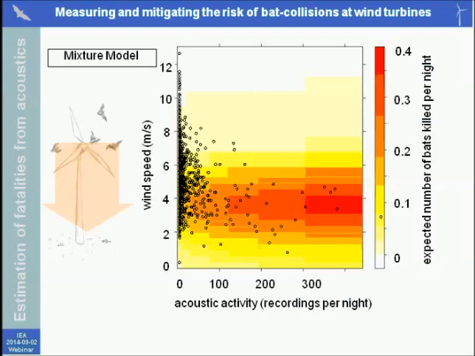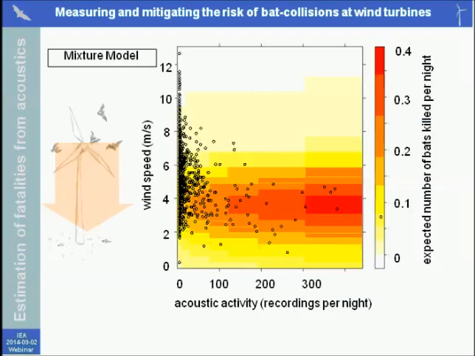We gathered data mainly by two methods: by fatality searches, just looking for dead bats below the turbine, and by acoustic monitoring of bat activity. Bats use ultrasound to orientate, and you can use automatic detectors to record these calls. Next slide, please.